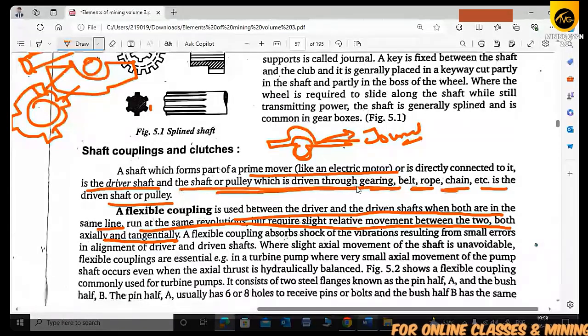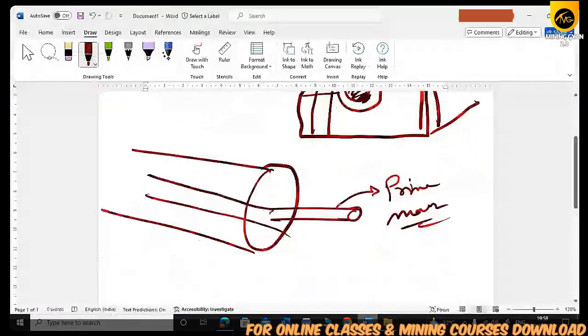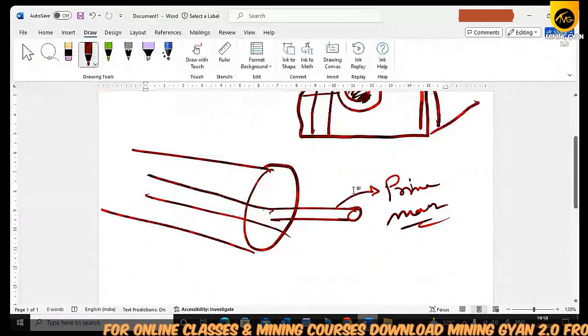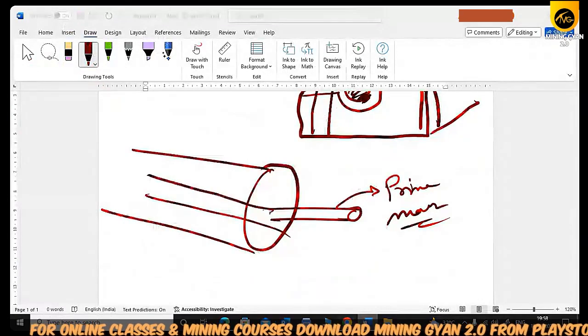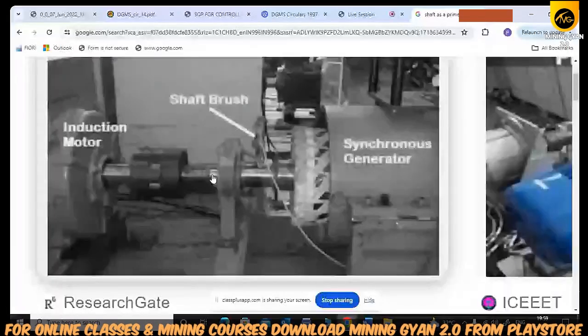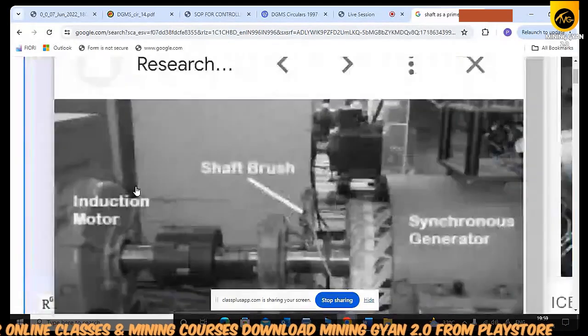Okay. So what does it mean? It means that this shaft is directly connected to those we want to drive. Let me show you in the picture, so you can get very good clarity. Wait one second. You see this picture. This is the induction motor. This is called the shaft, which is connected to the coupling, and this coupling will be connected to the synchronous generator. So this is the prime mover, basically the prime mover which we are talking about.